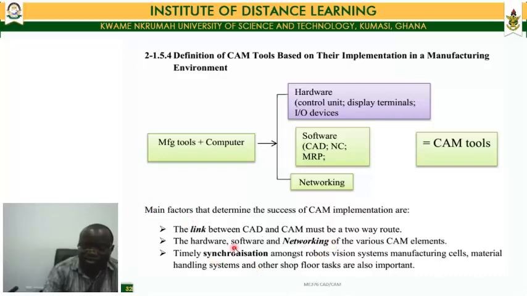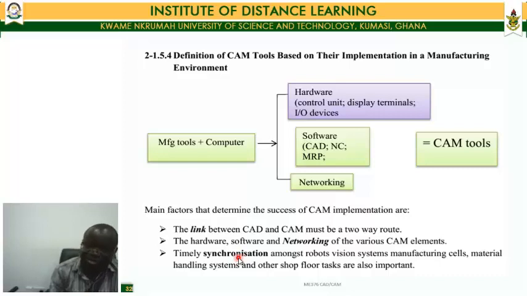So the hardware should be there with the computer, the software will be the CAD software, and then the CAM software, and then the networking capability of the various CAM elements. And to link a CAD-CAM system, especially when we're dealing with other systems like robots and vision systems, timely synchronization among these robots and vision systems and manufacturing cells and material handling systems and other shop floor tasks is so important.